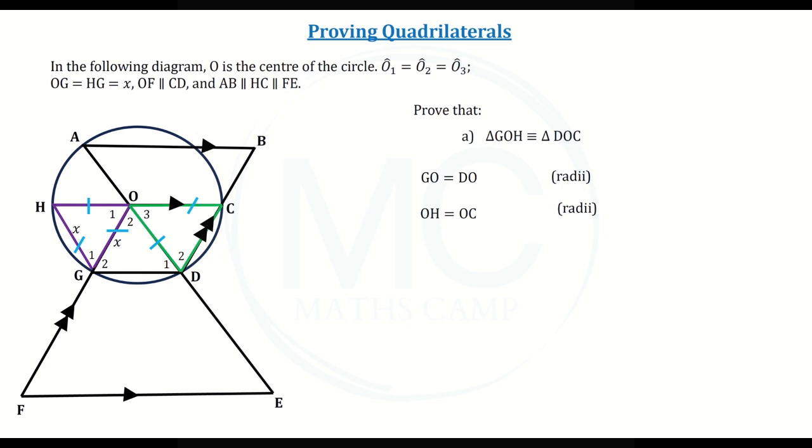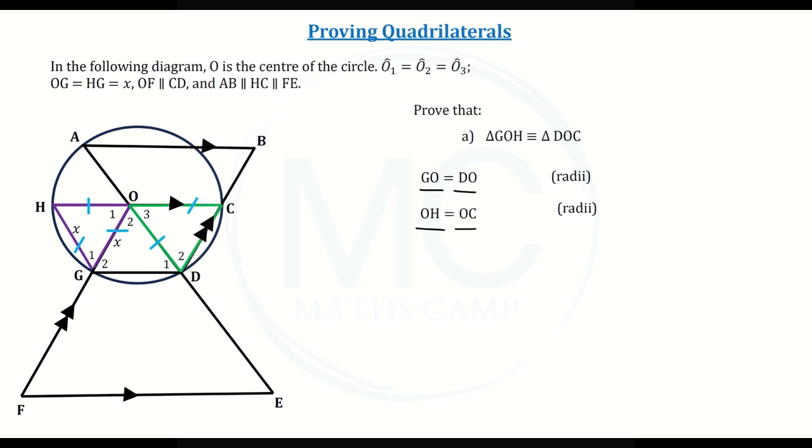We don't know the length of DC, so we cannot be sure if it's the same length as HG, so we cannot use this side to prove congruent triangles. This means we have to look at the included angle. In triangle GOH, we are considering sides GO and OH, so O1 is the included angle. In triangle DOC, we are considering DO and OC, so O3 is the included angle.